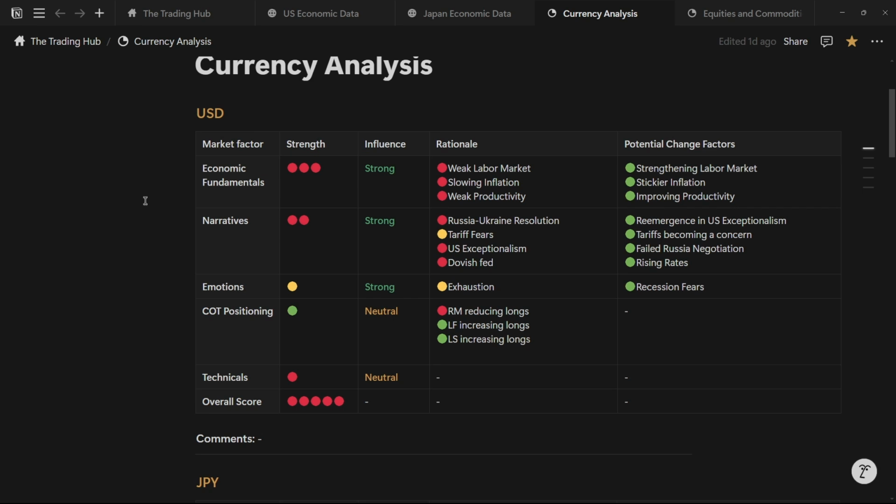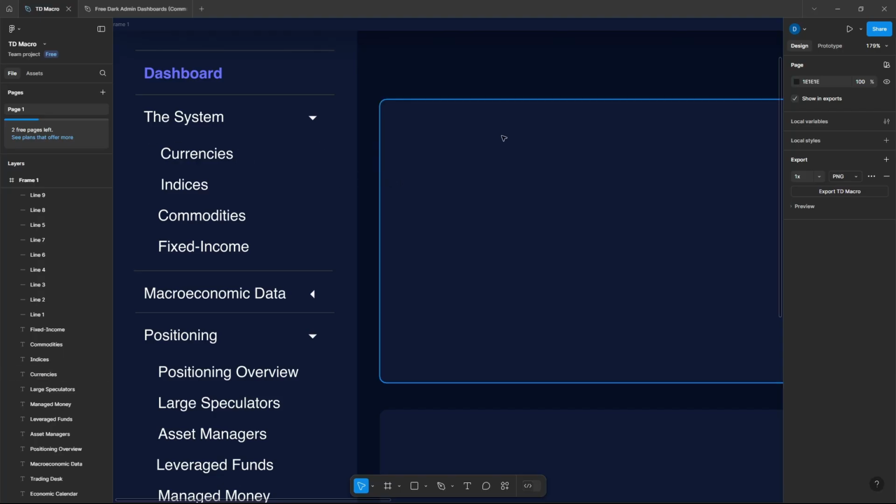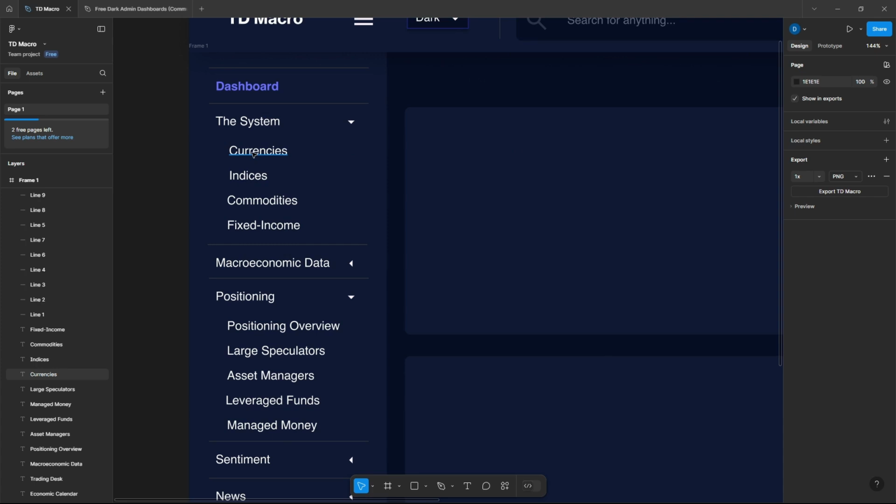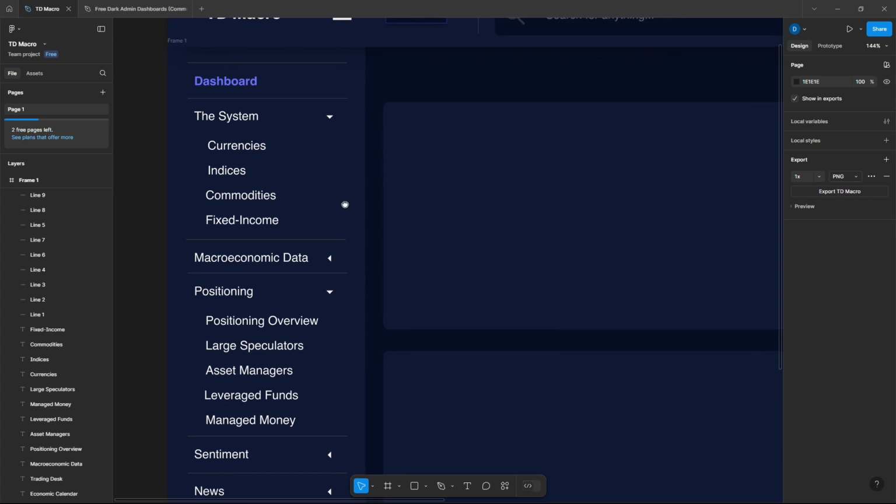I'll be able to customize the dashboard, but it will have the economic fundamentals. There's no way to quantify narrative, so unfortunately I'm going to have to manually track narratives, but it's also going to have emotions, COT positioning, technicals, and then it's going to give the particular currency a score. Then I could see that, okay, my system is currently giving me a bullish reading on the dollar, so I should be looking for longs on the dollar, or a bearish reading or whatnot. So that's basically the system here, and then it's separated into indices, commodities, and fixed income. So that's the section about the system.